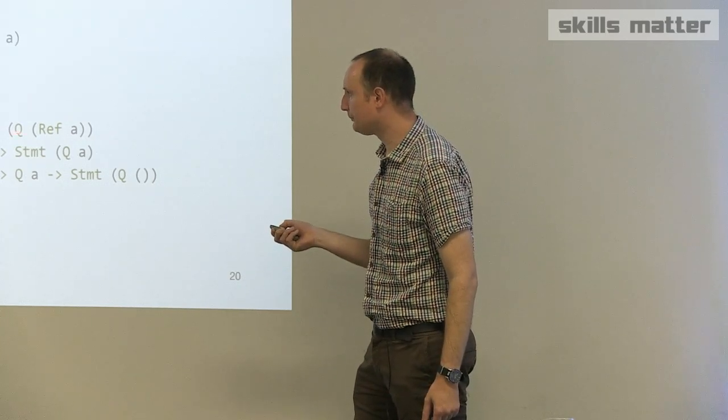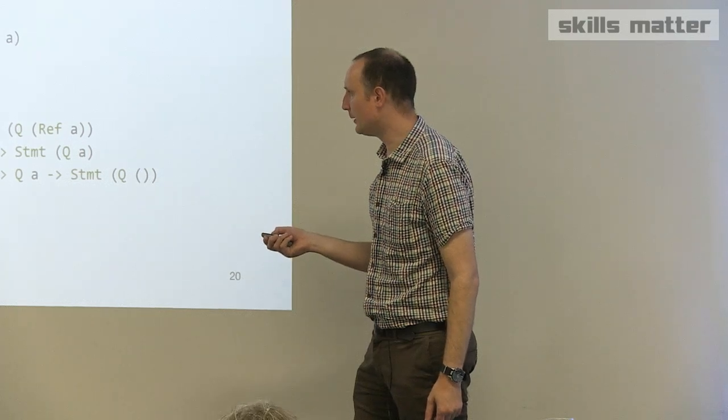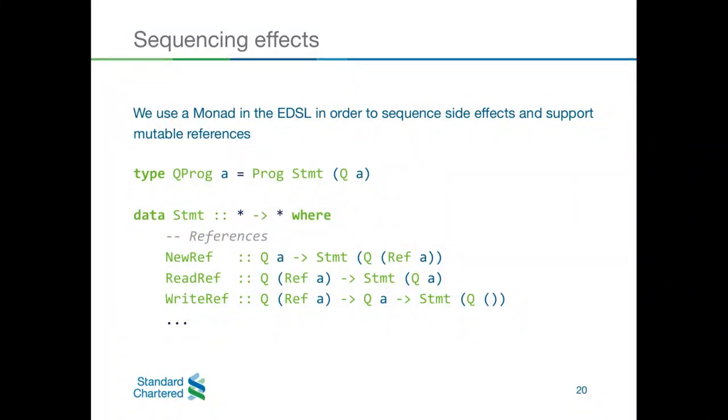So here are some statements. We have some instructions to create a new reference, read a reference, write a reference. I have instructions for logging. I have instructions for exporting symbols into the Q runtime and importing symbols from the Q runtime, and all these sorts of side-affecting things.